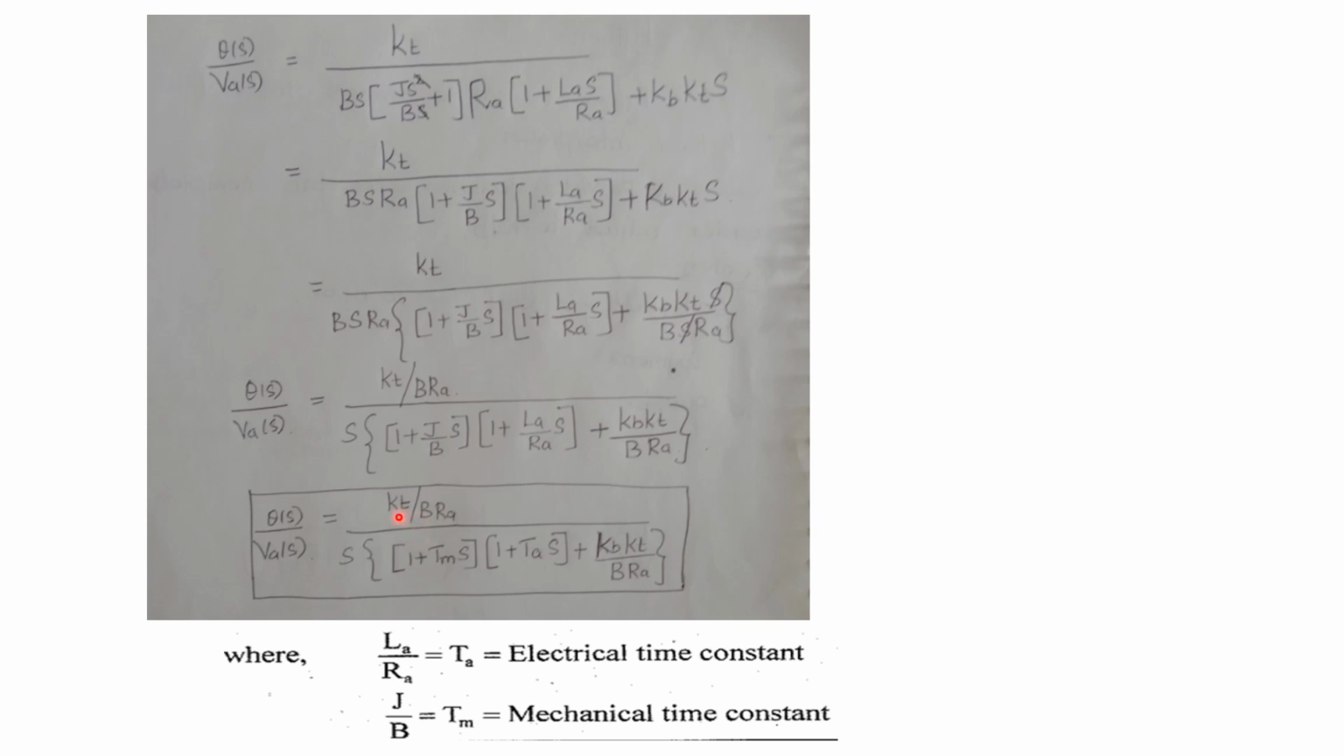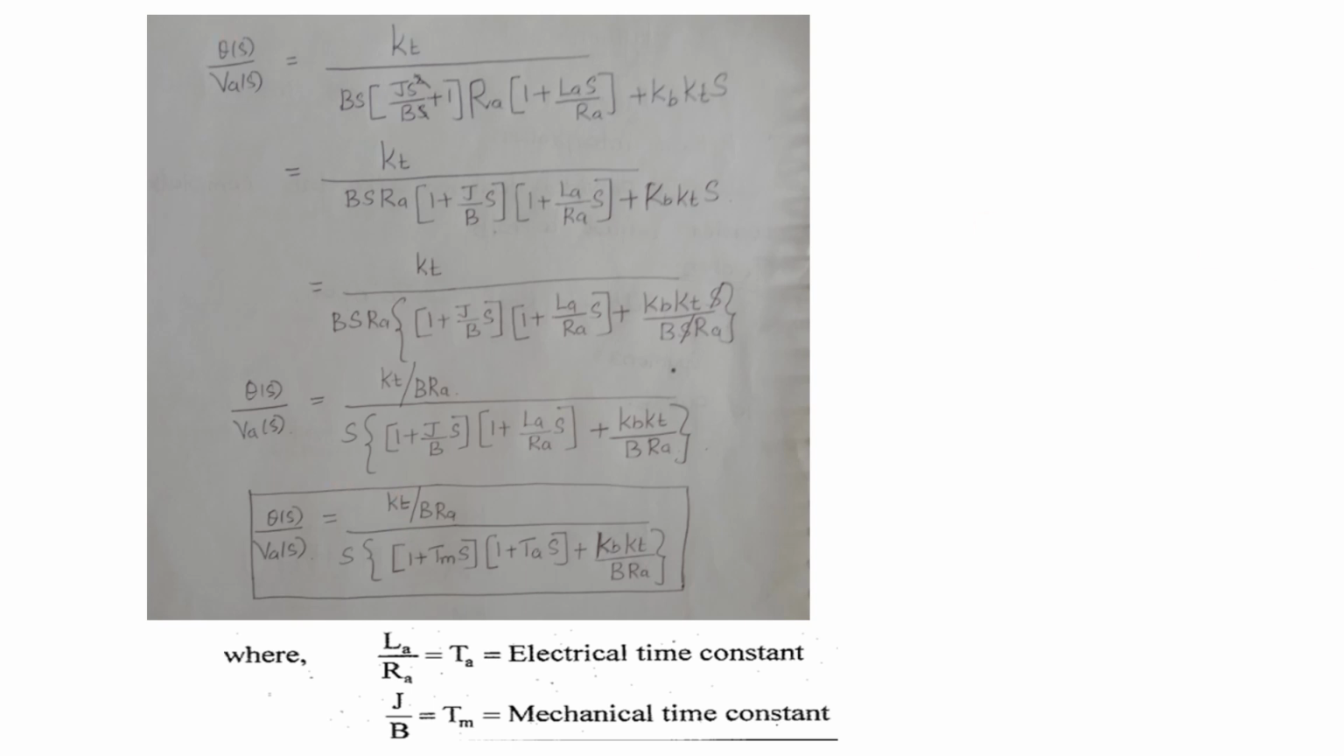Okay. Now this will be Kt by B into Ra divided by s into this term. Okay. So here J by B can be written as Tm. See here, Tm will be J by B, which is related to the mechanical load. So we can say it is a mechanical time constant. And instead of La by Ra, we can write it as Ta. So this is related to the armature. So we can say it is an electrical time constant. Okay, so this will be the required transfer function of the armature controlled DC motor.